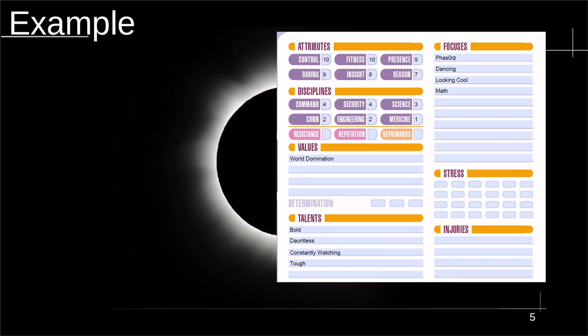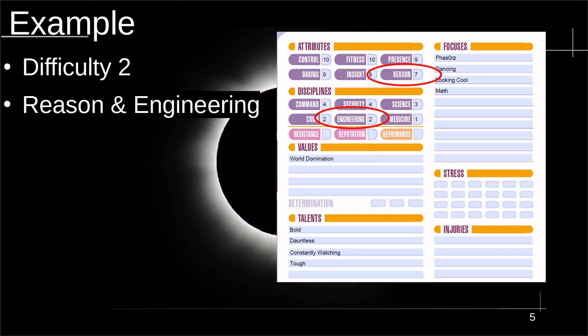I'll give you an example for this. Let's say your character wants to repair the engine of your starship. So the GM says, well, there is some damage there, so let's say the difficulty is 2. And for the repair, you will use reason and engineering. So you take the numbers for reason and engineering, add them up, 7 and 2 in this case, and the result, 9, will be the target number for your rolls. You need to roll 9 or less to succeed.